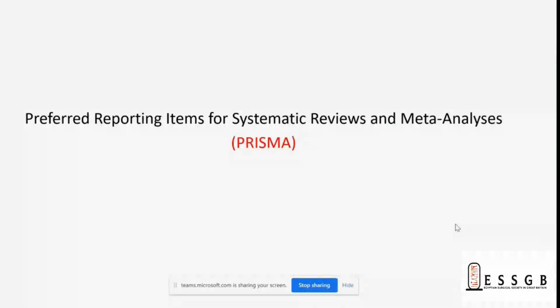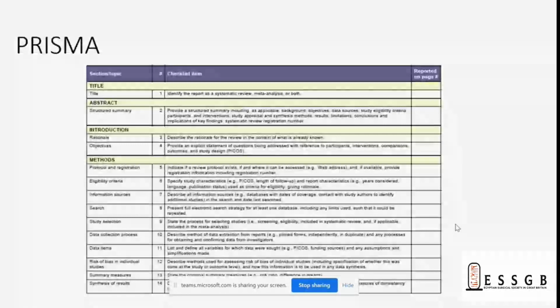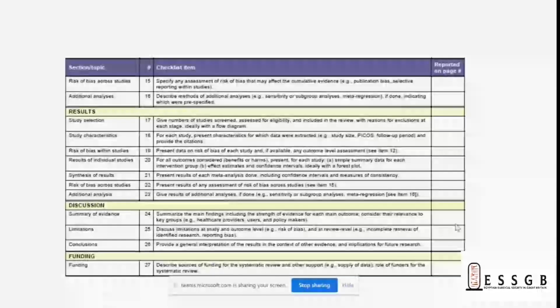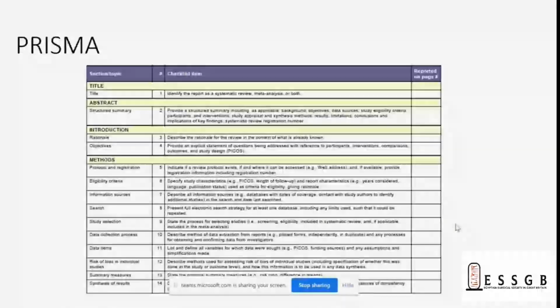In order to do a publication, there is a specific guideline called PRISMA, Preferred Reporting Items for Systematic Review and Meta-Analysis, that usually consists of 27 checklist items. When you read through that, the first line makes sense to you, the second line makes sense, then they start not to make sense anymore.